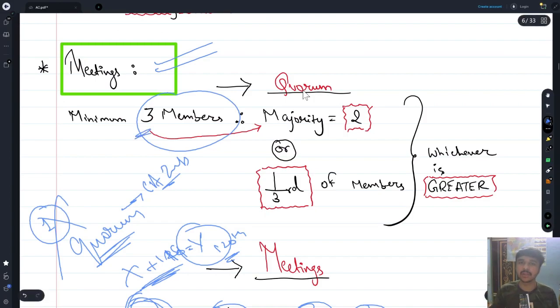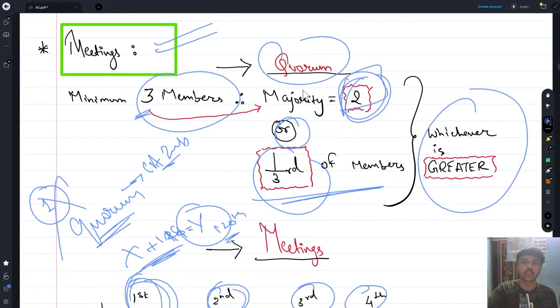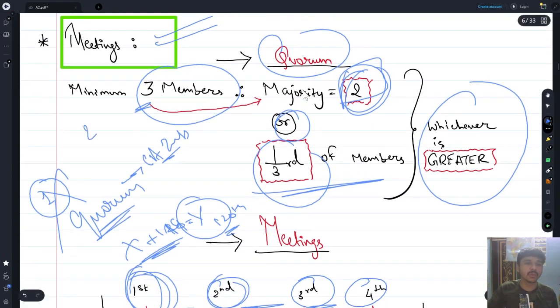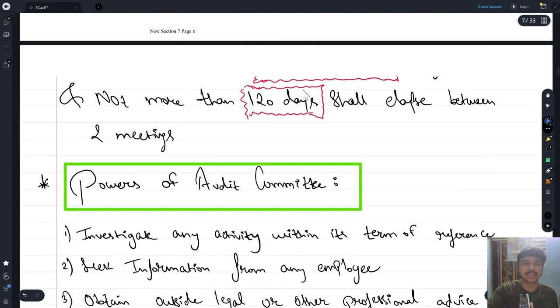So what is the majority for 3 members? 2. So basically the quorum is 2 members or 1/3 of the members, whichever is greater. So for an audit committee, if 1 member comes, they cannot have that meeting conducted. They need to adjourn it, or basically it will not even start. So you need to have either minimum 2 members or 1/3 of the members, whichever is greater, as your quorum. So that's all with it.